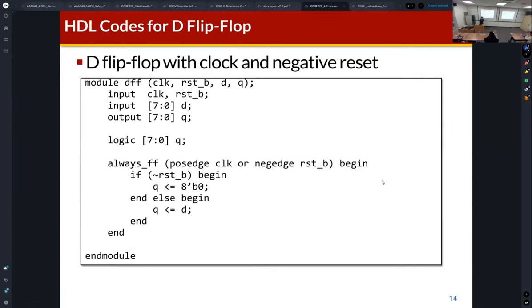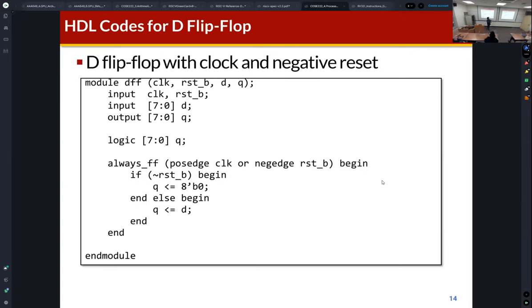Let's see another example. It's the D flip-flop with clock and negative reset. So what is the reset? Reset also changes the output of this D flip-flop. When the reset signal is associated with the D flip-flop, then the output is determined by the defined reset state. So you can find two control signals, clock and reset underbar B, which represents the negative reset, which means that if the reset value becomes zero, then it is the reset state. Okay.